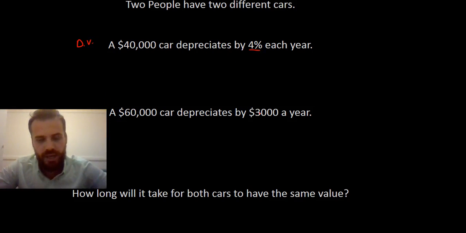And one is depreciating using straight line. It's depreciating by $3,000 a year. And the question is, how long will it take for both cars to have the same value?